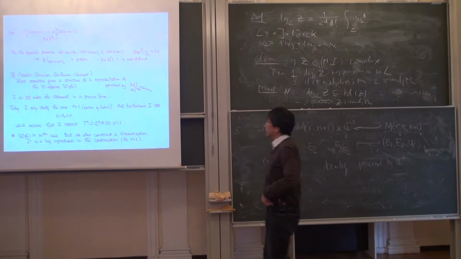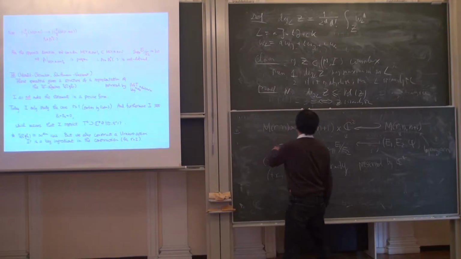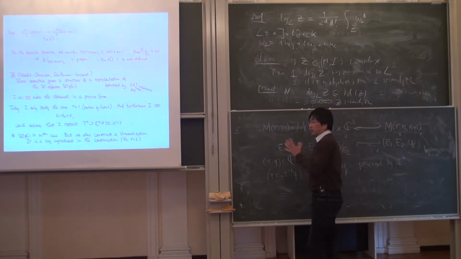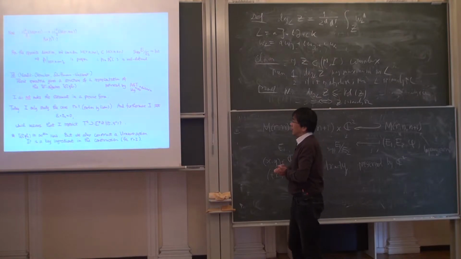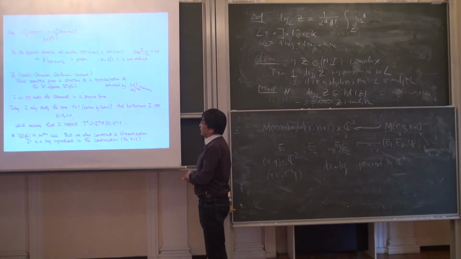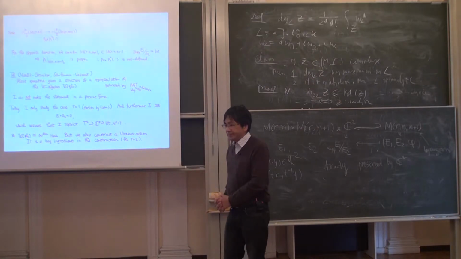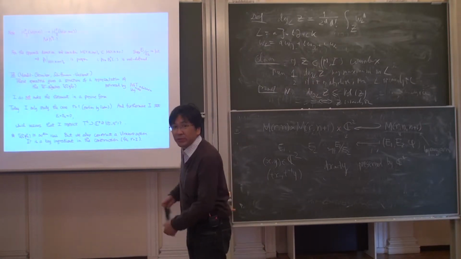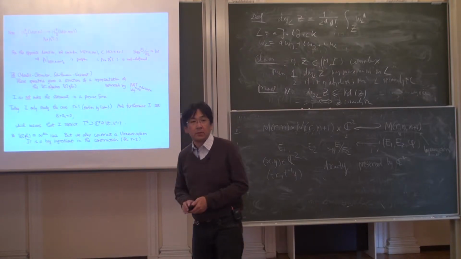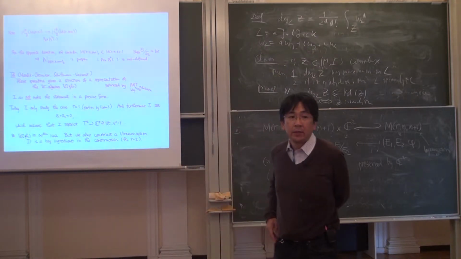So from now I consider the R equals 1 case, and I enlarge the action of the infinite-dimensional Heisenberg algebra to an action of the Virasoro algebra. Any questions? Where is the ordinary Virasoro action?